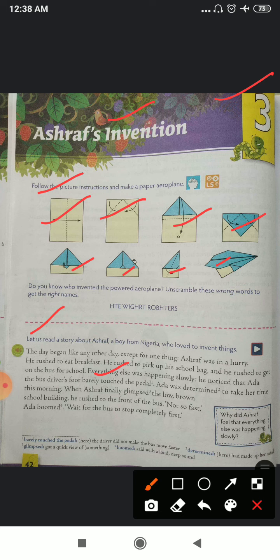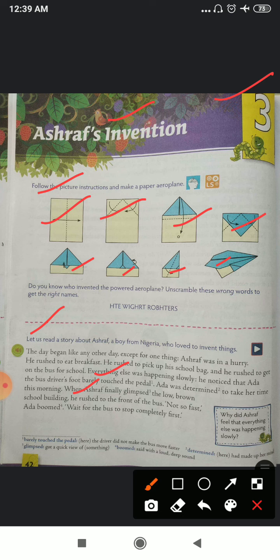But today Ashraf was in a hurry, and Ada was determined to take her time this morning. Determined means that she had made up her mind that she wants to move the bus slowly, because Ada was not in a hurry, but Ashraf was. So, when Ashraf finally glimpsed the low brown school building, he rushed to the front of the bus.